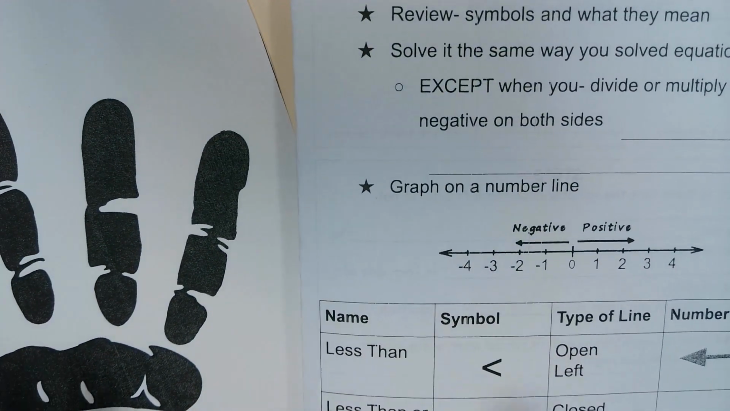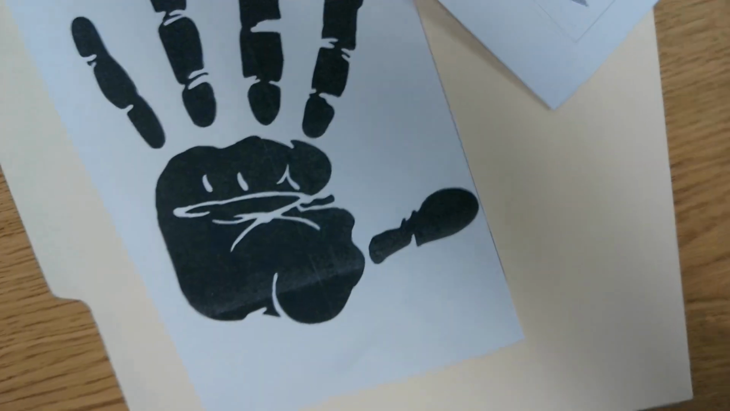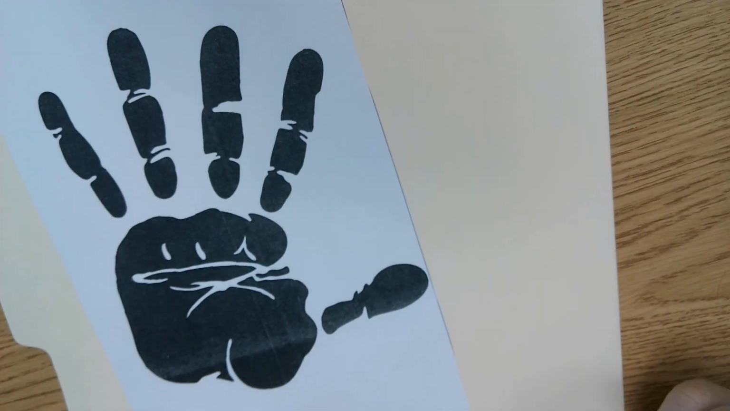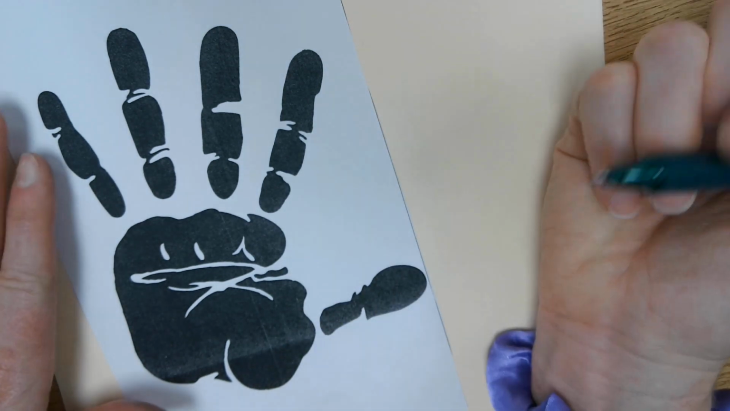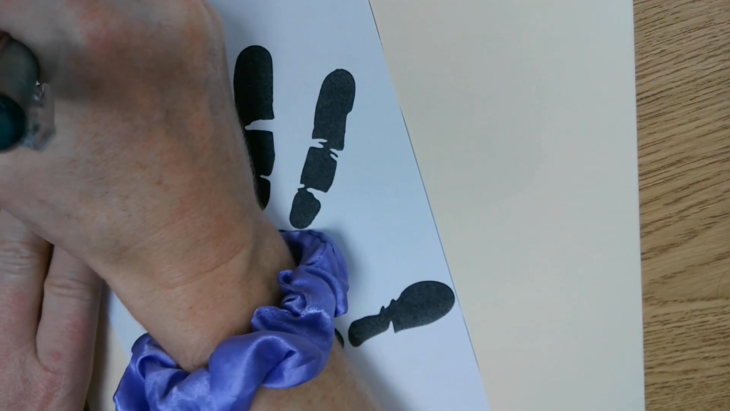So we have two papers for today. We have this hand. What you should notice is this is a left hand. So the reason I gave you a picture of a left hand is so we can talk about inequalities. So this is a left hand, so right at the top, left hand.